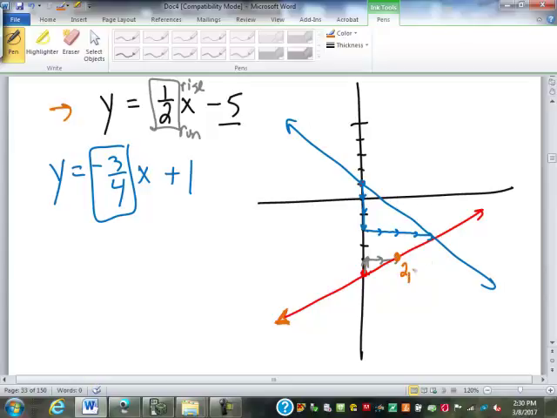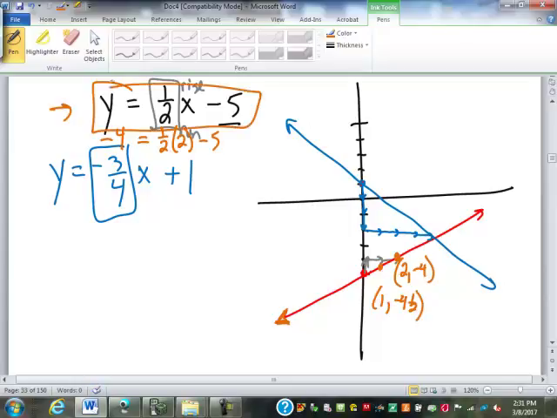Its y value is negative 4. That ordered pair of 2 and negative 4 would make this equation true. If I put negative 4 in for y and 2 in for x, both sides of that equation are going to equal negative 4. If I pick the point right here where x is 1 and y is negative 4.5, if I put that into this equation, it will make that equation true. Any point on that red line will make that top equation true.